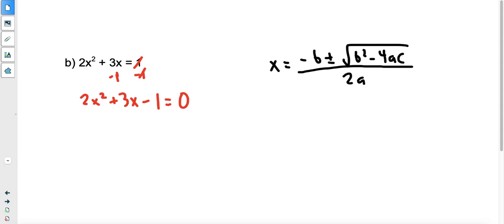My a value, remember, that's my number in front of x squared. So my a value here is 2. My b value is 3, because that's the number in front of x. And my c value is negative 1, because that's the number by itself. So I'm going to plug these three numbers into my quadratic formula to find my answer.